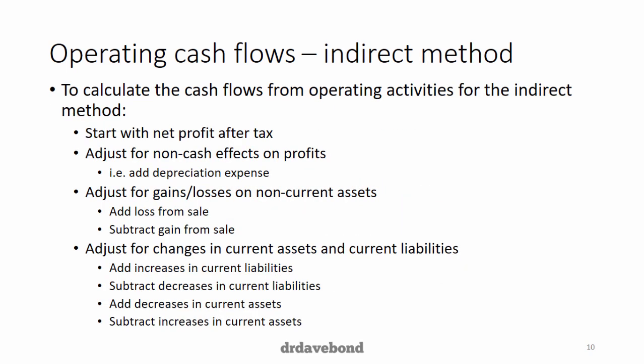For the indirect method, as we already touched on, we start with net profit after tax. We adjust for non-cash effects on profits. So, for example, we add back depreciation expense. For gains and losses, we adjust by adding losses from sales and subtracting gains from sales. And then we also need to adjust for the various current assets and current liabilities. For current liabilities, if they increase, we add them back. If they decrease, we subtract them. For current assets, it's just the reverse. If there's a decrease in a current asset, we add it. And if there's an increase in a current asset, we subtract it.